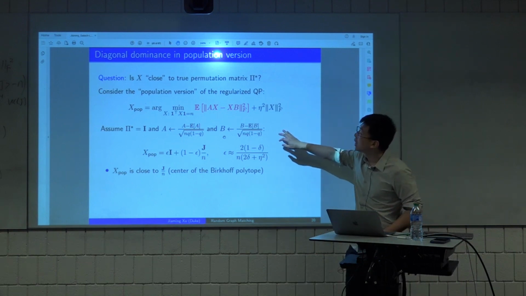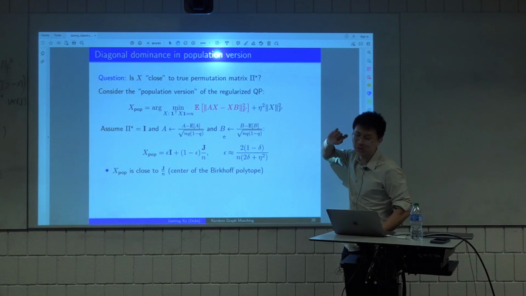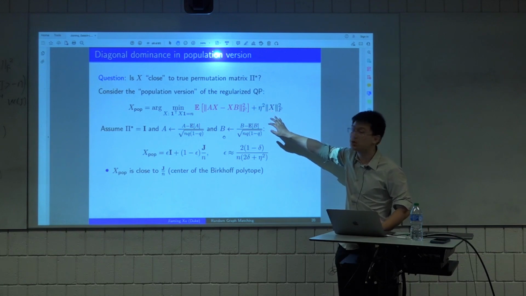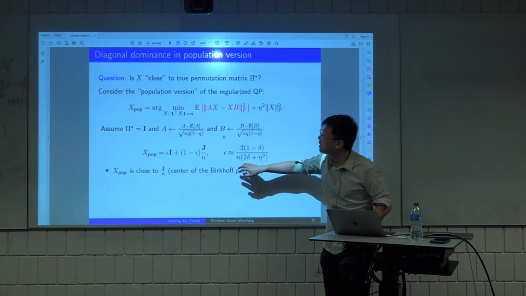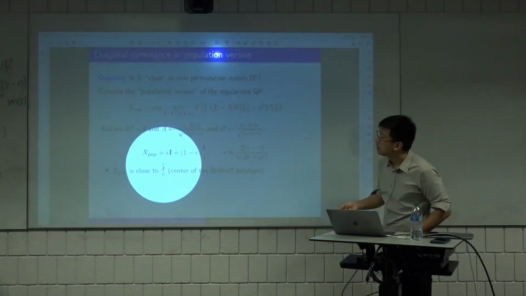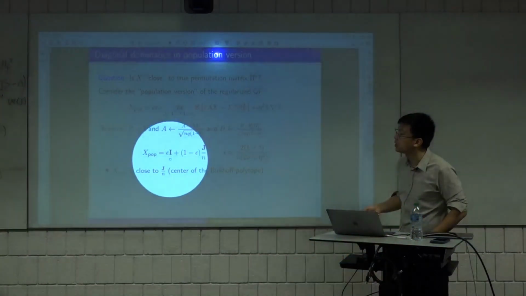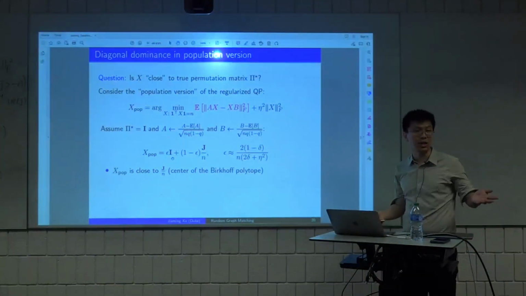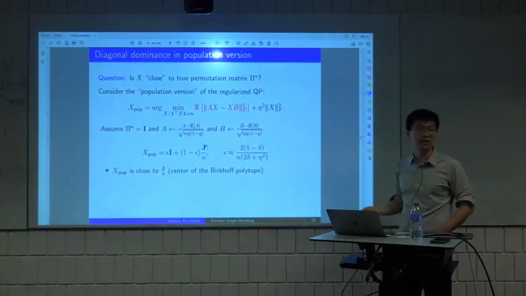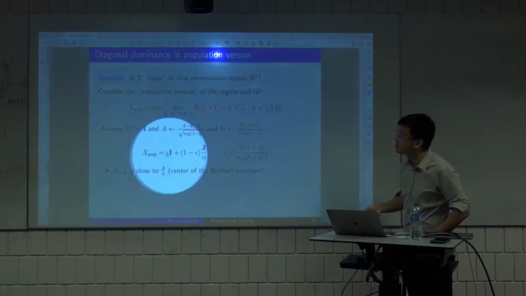Then you can evaluate this expectation. I'm not going to show you the algebra here, but you can indeed get a closed-form expression and solve it. You will see that roughly the population solution is given by this form. It's an interpolation, a linear combination, between the true permutation matrix, in this case just the identity, and this flat matrix. J is the all-ones matrix, so J divided by N has all entries equal to 1 over N.